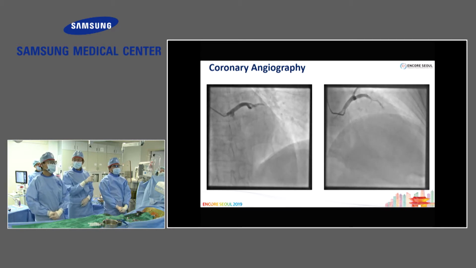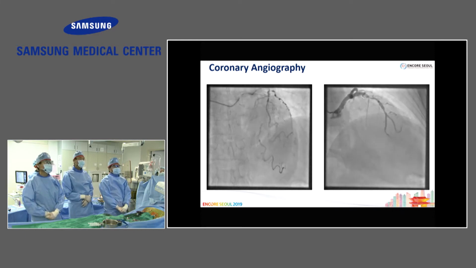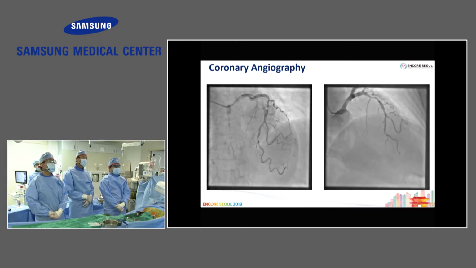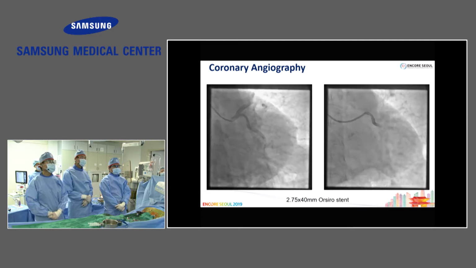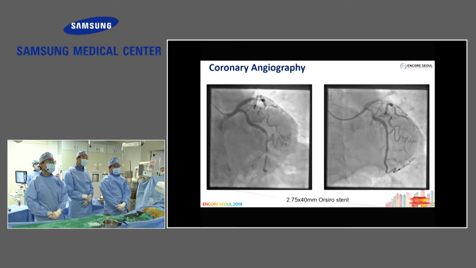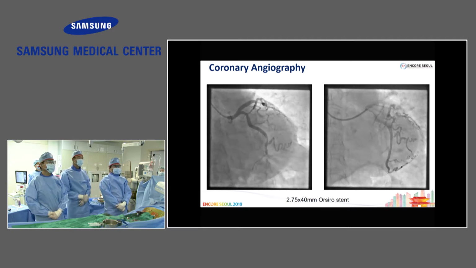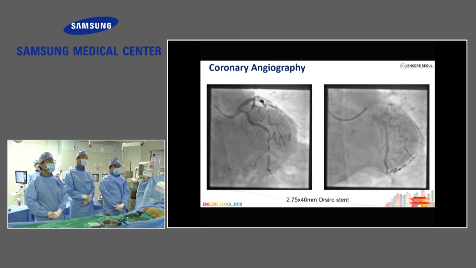Next. So she presented as acute coronary syndrome at the time? Yes, presented as ACS. The LAD showed an intermediate lesion in the mid LAD. Next. One month ago, we performed the PCI and implanted a 40 millimeter stent. Next.